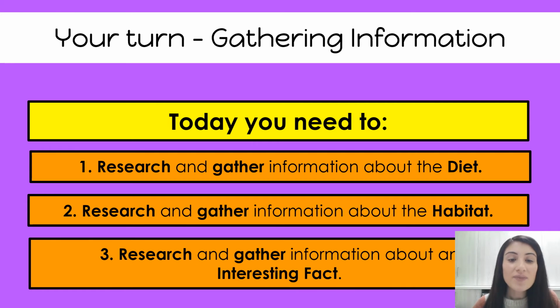And step 3, to research and gather information about an interesting fact. So maybe an interesting fact is something that you found interesting while you were researching your Australian animal. So let's just go through those 3 important things again. We need information about the diet, what the animal eats. We need information about the habitat, what kinds of environments it lives in. And lastly, we need an interesting fact, something that you found interesting about your Australian animal.